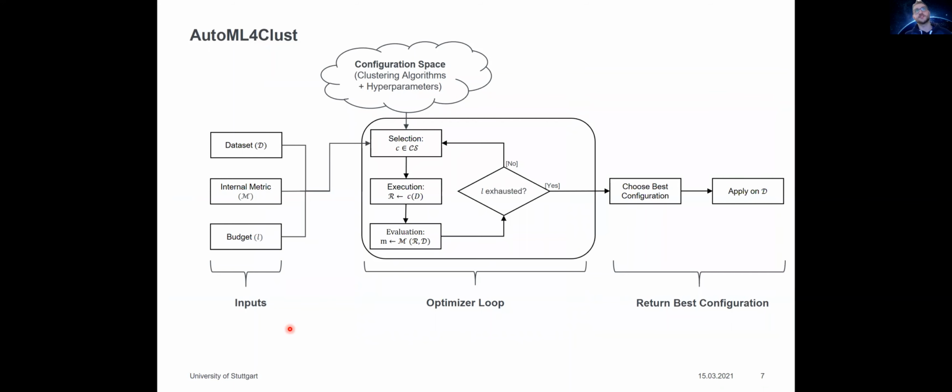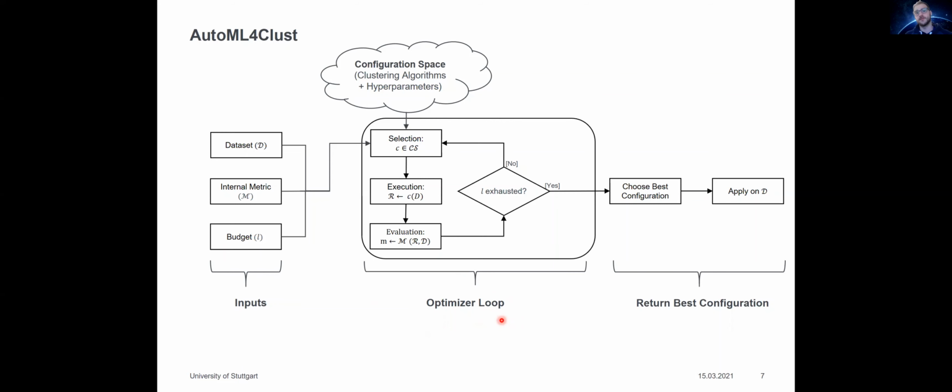Our approach basically consists of three parts: the inputs, an optimizer loop, and to return a best configuration. First, we have three inputs: a dataset, which is intended for unsupervised learning, which means it does not contain any external information like class labels. And because of the missing external information, we use an internal metric which assesses the internal structure of clustering results. Moreover, we require a budget which defines the resources that can be used by the system. In our work, we use as budget the number of optimizer loops that are performed in the second step.